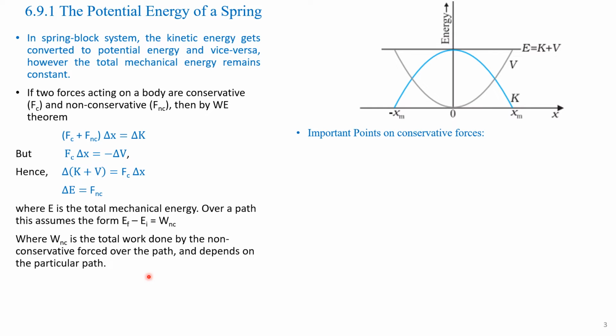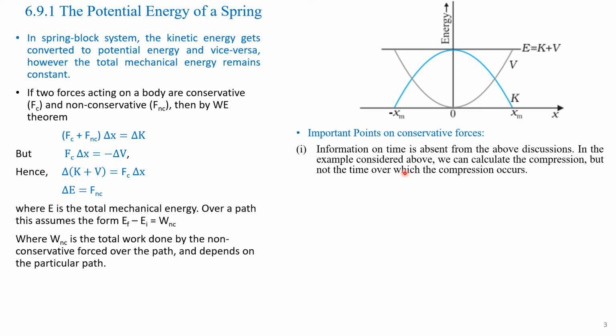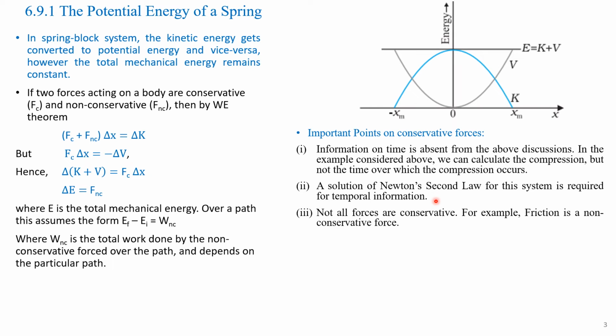Now we will summarize some remarks on conservative forces. Information on time is absent from the above discussions. In the example considered above, we can calculate the compression, but not the time over which the compression occurs. There is no time factor. A solution of Newton's second law for the system is required for temporal information. Not all the forces are conservative. For example, friction is a non-conservative force.